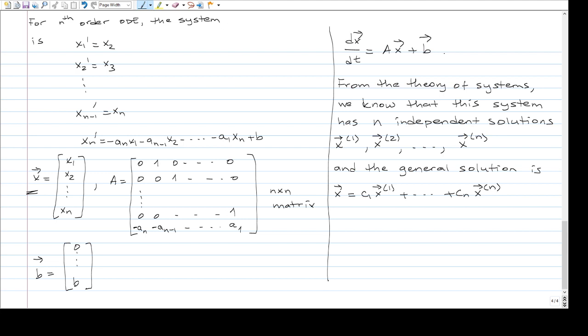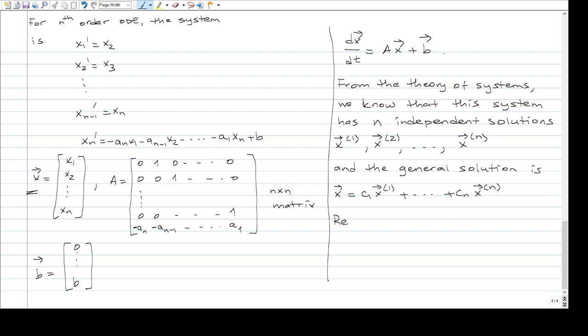Okay, so now we started with an nth order ordinary differential equation. We converted it into a system, a first order, n by n system. This system has n independent solutions. Now, how do we read solutions of our equation from these vector solutions?